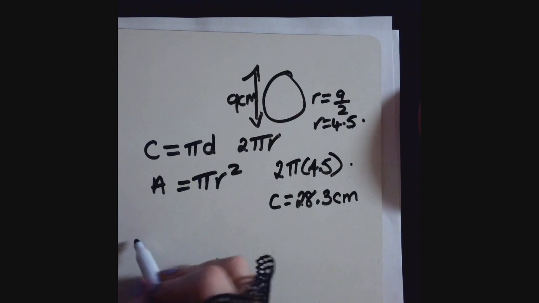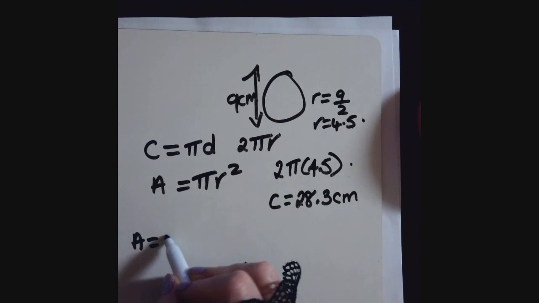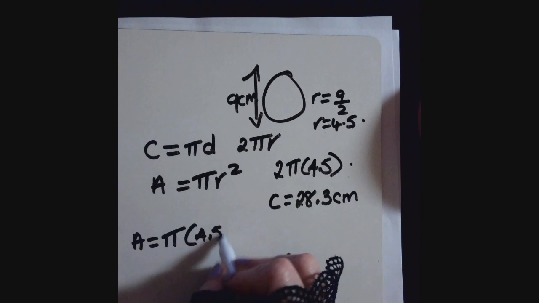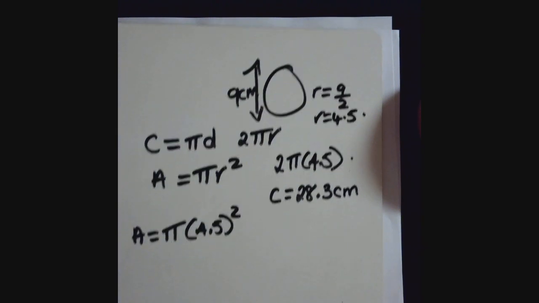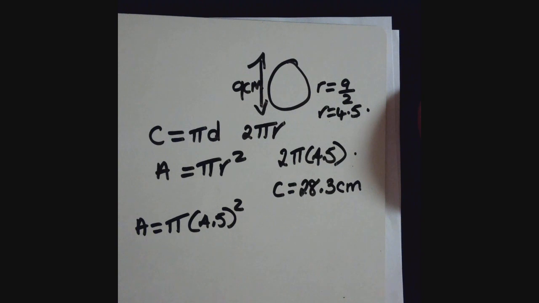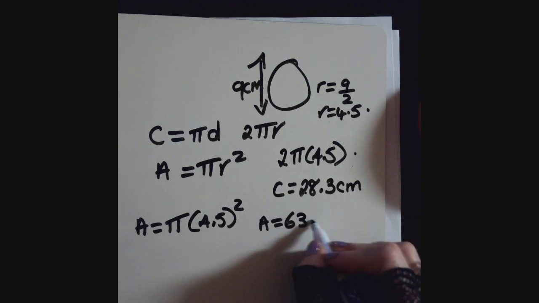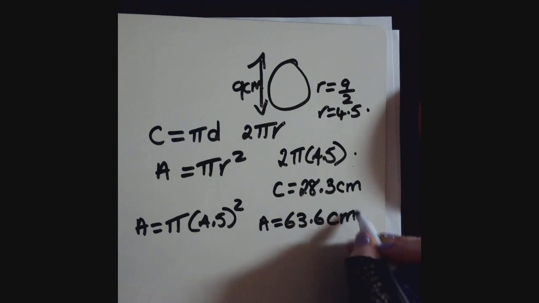Now the area is 2 dimensional, so pi times the radius 4.5 squared. Normally, not always, but most of the time the area is bigger than the circumference, especially as the circle gets bigger, times pi. So here we go. The area is 63.6 centimeters squared.